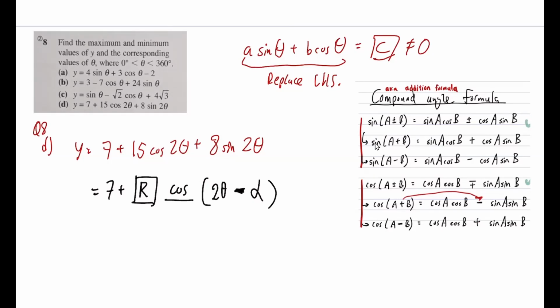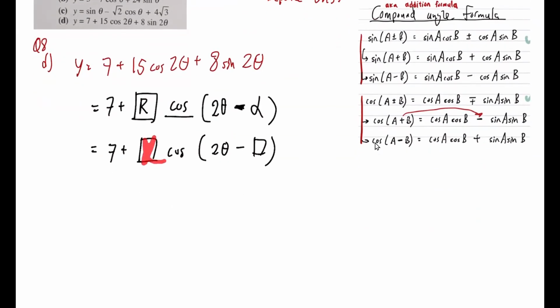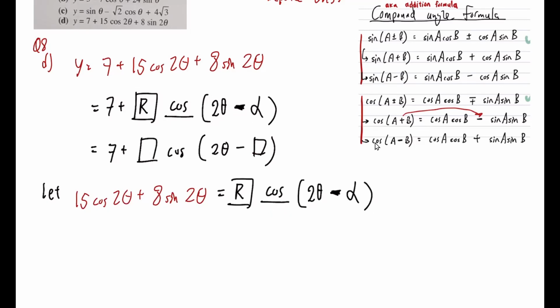Let me expand it. Expand and you'll see that it will be the same. But of course, presentation-wise, let's just leave a gap here. So 7 plus, we'll fill in the blank with the value of R and alpha later. The box is to be replaced with our answer. So to present it, I should say let 15 cosine 2 theta plus 8 sine 2 theta equal R times cosine 2 theta minus alpha, right? Good. Proceed to expand.